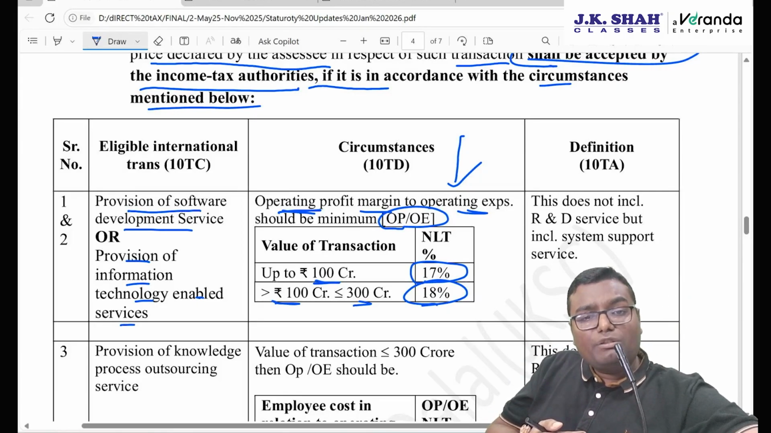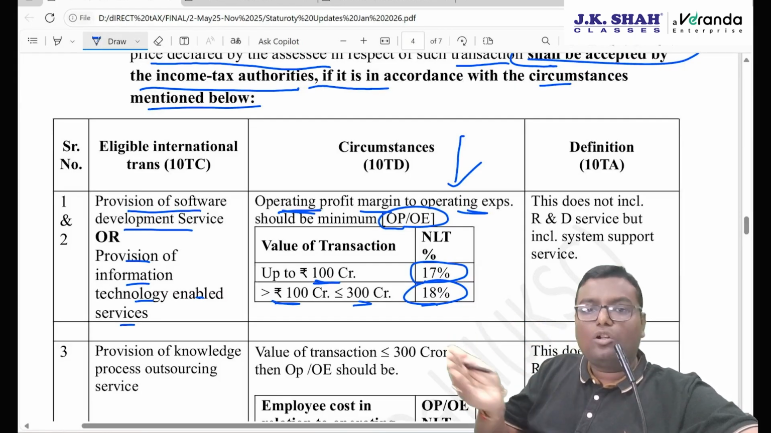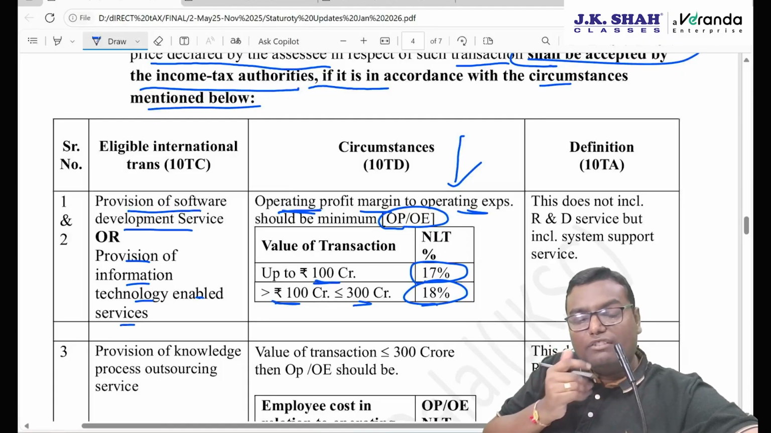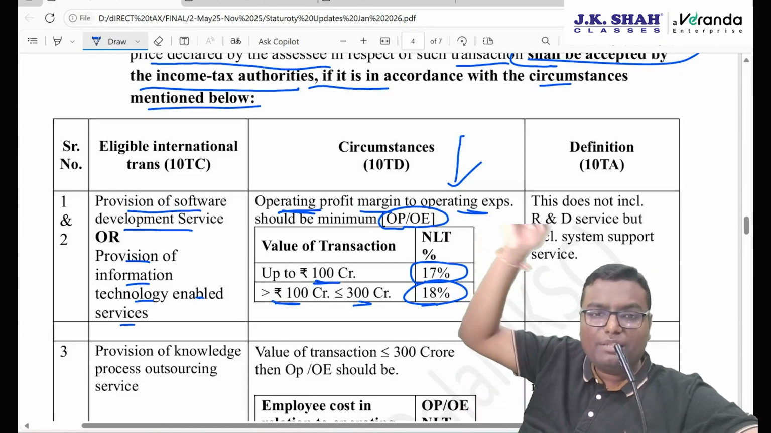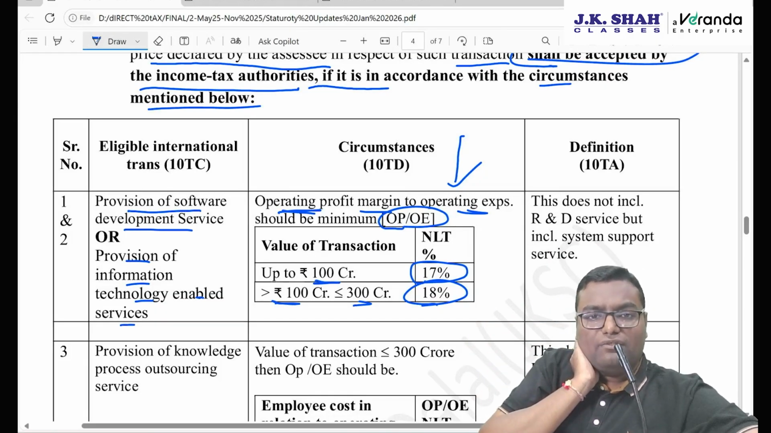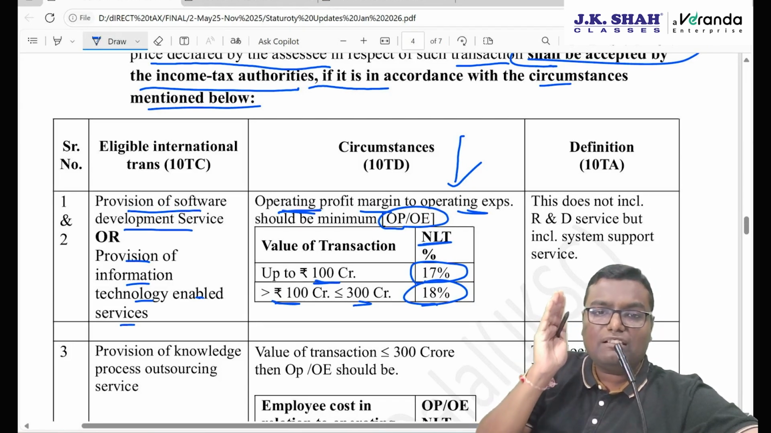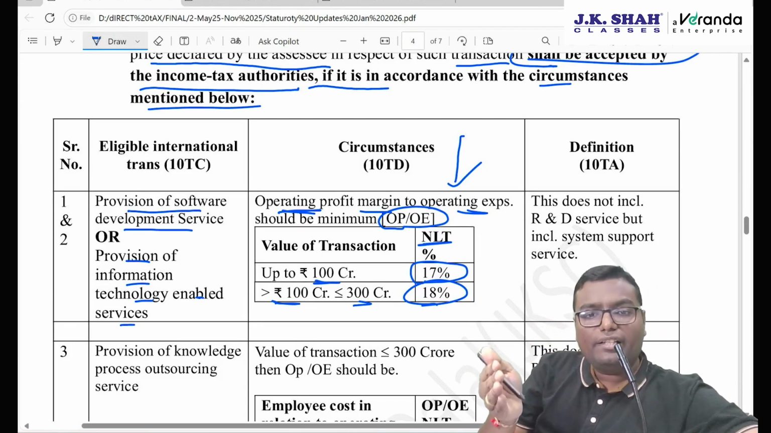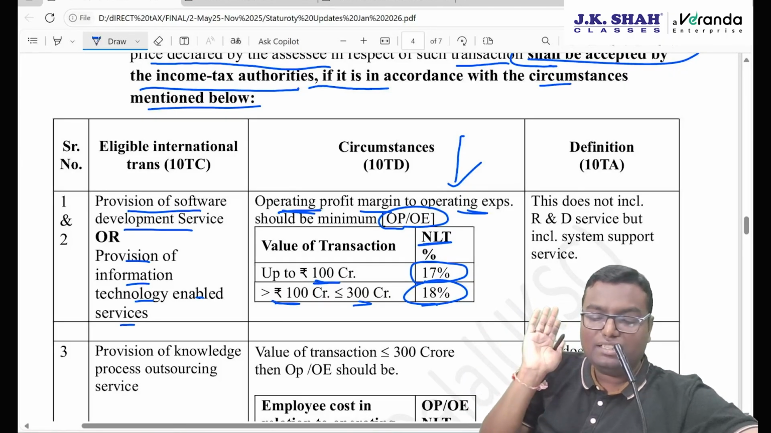What if the transaction value is more than 300 crore? Safe harbor rule is not applicable for you. For that you have to go in the normal manner. So two kinds of services are covered over here: provision of software development services, or any information technology enabled services, to associated enterprises outside India. Your operational profit divided by operational expense has to be not less than 17% if the transaction is up to 100 crore. If it is more than 100 crore and up to 300 crore, it will be 18% minimum profit margin.